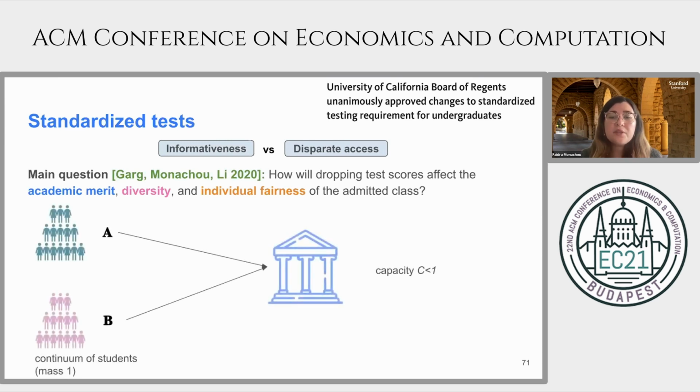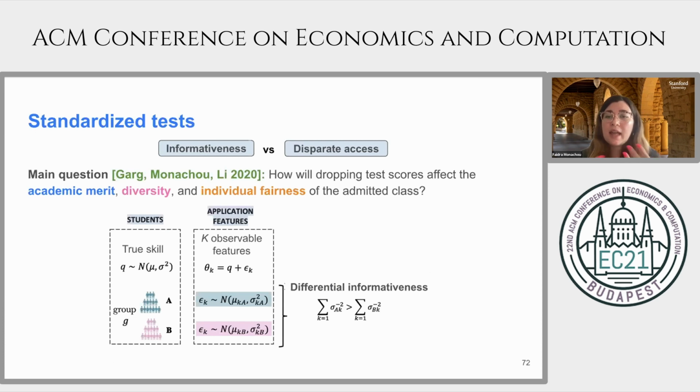And to answer this question, we can construct a multi-feature statistical discrimination model with a continuum of students who apply to a school which has some capacity constraints, so they can admit only a small mass of students. And as in the classic statistical discrimination model, same idea, there is a true skill that cannot be observed. But the assumption here, in contrast to Phelps, is that both groups are actually equally skilled. The difference with that model is that now instead of one feature, we have multiple features.